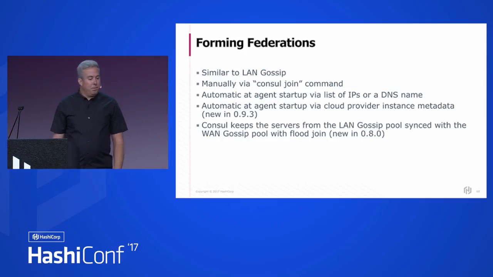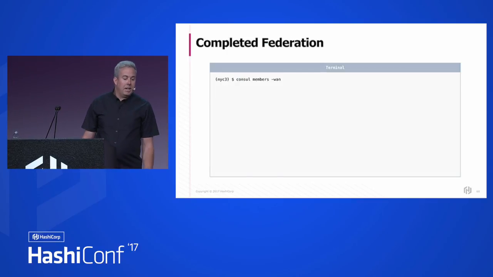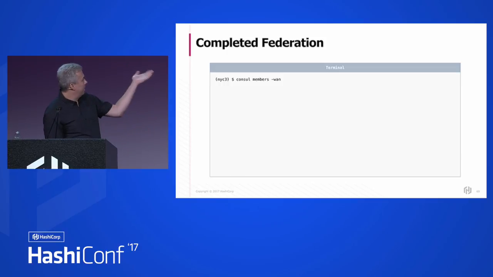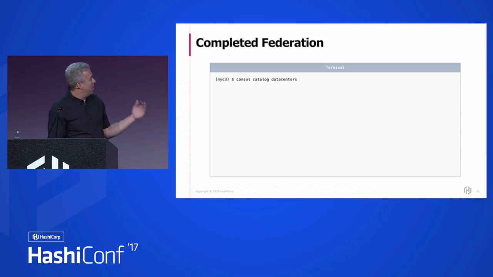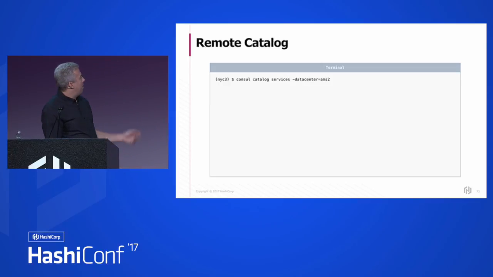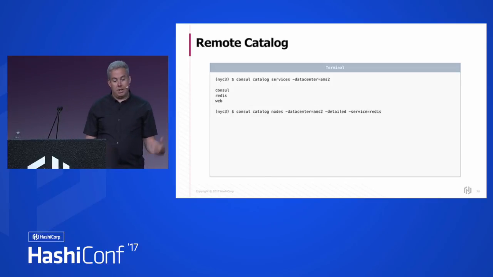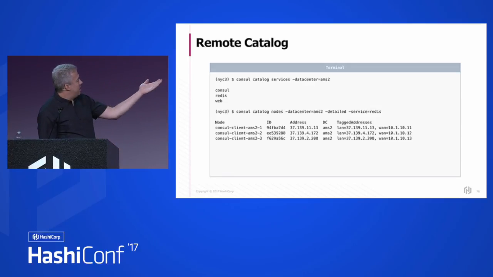So to form federations, it's really similar to LAN gossip. You can manually join, you can use the cloud auto-join stuff. Once you join, you can see all your servers. A new thing is you can see the data centers that are federated with you. So those are different things you can make requests against. I can go ask what are the services in Amsterdam, being on one of the New York servers or agents. I can ask for details about a particular service. I want to find all the Redis instances over there.